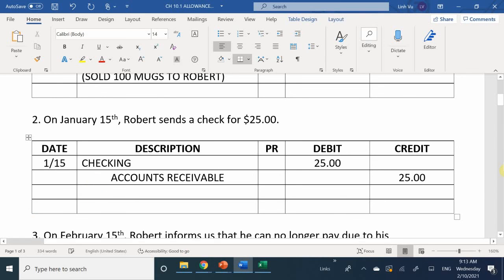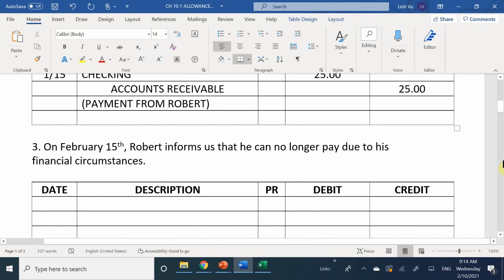Okay, and in this case, I'm gonna go ahead and say that Robert paid. Or actually, let's do payment from Robert. There you go. Payment from Robert. Okay.